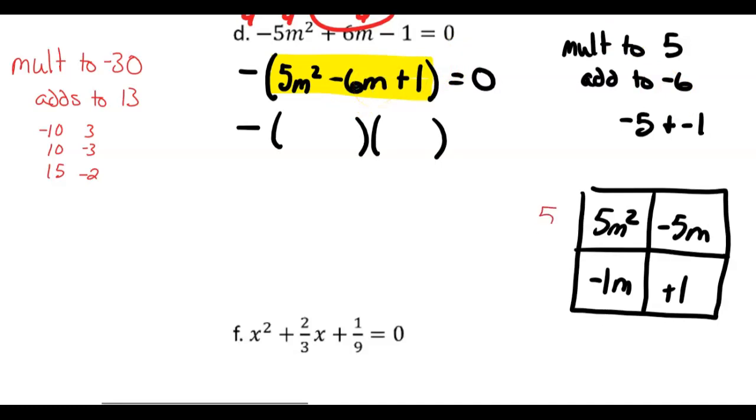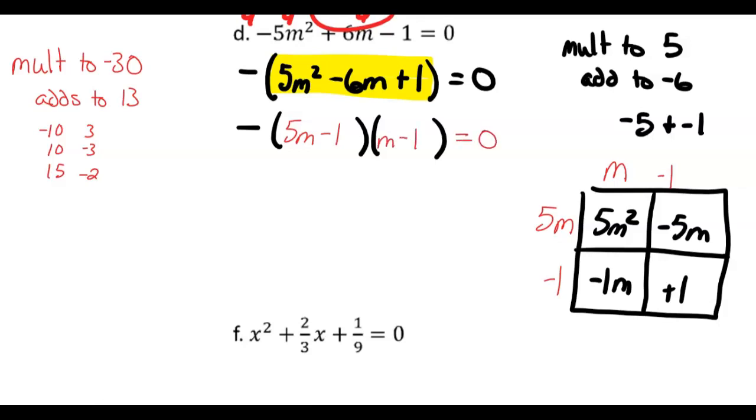So 5m is the GCF of the top row, minus 1 is the GCF there. This first column is m. Quick check, 5m times m is 5m squared. Negative 1 times m is negative 1m. All right, and then this is, let's see, a negative 1. And remember, if this top right box is negative, you pull out a negative number. Do a quick check. Negative 1 times 5m is negative 5m. And then check negative 1 times negative 1 is 1. So that's good. So we have 5m minus 1 and m minus 1.